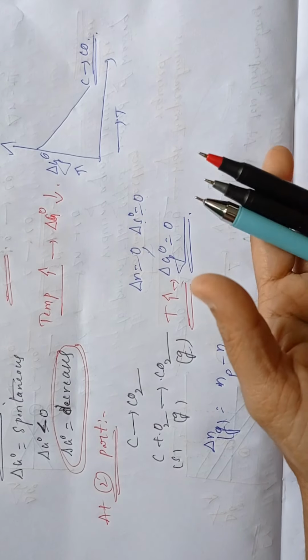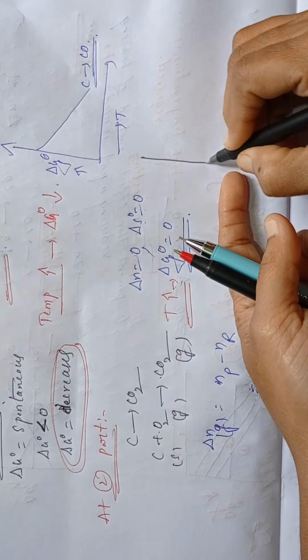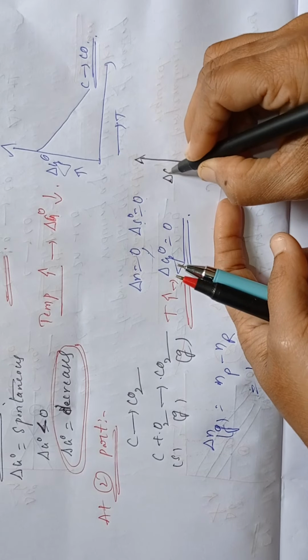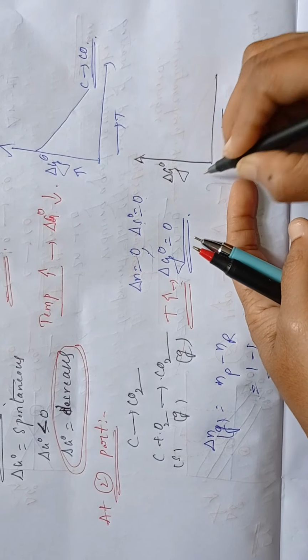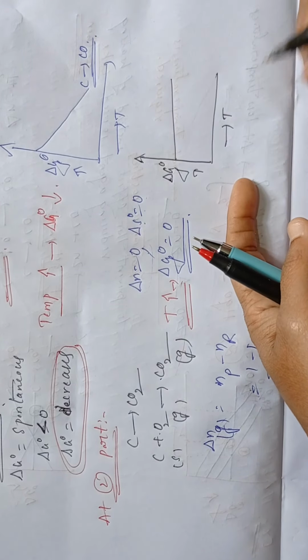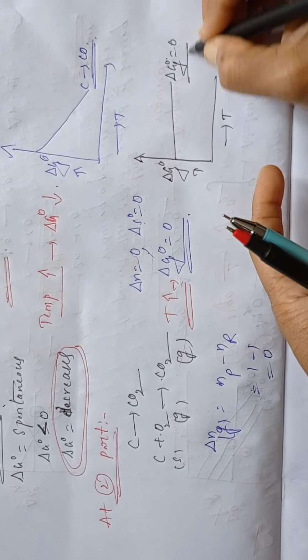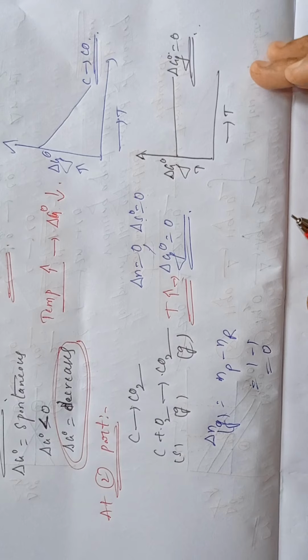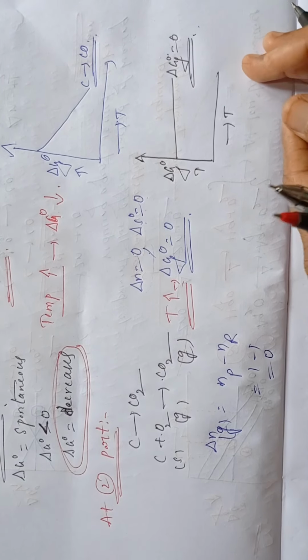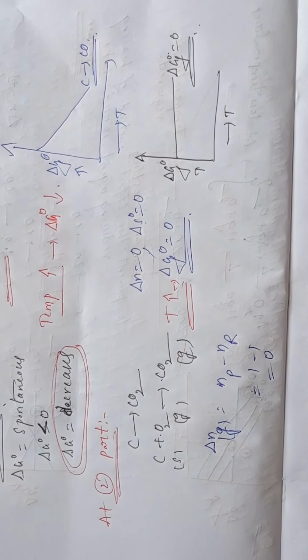So that's why for the second graph we got a constant line. Understanding? This is delta G F naught, this is temperature. That's why we got a graph like this. This is delta G F naught, this value equals 0. It is constant. Understanding, students? That means the reaction is at the equilibrium state.